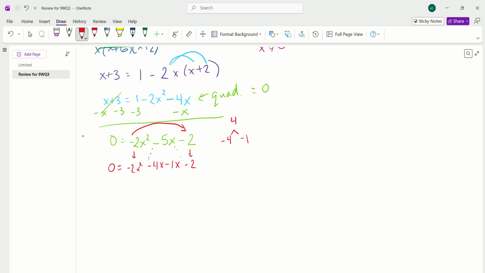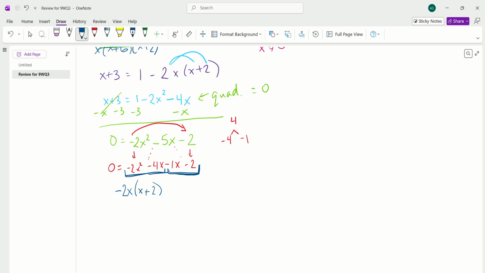Then I'm going to factor by grouping. So I'm going to group the first two terms and the last two terms. You're going to think, what can you take out from this group that both terms have? Well, they both have a negative, they both can be divided by 2, and they both have at least 1x. What's left when I divide -2x squared by -2x is just x. Likewise, what's left when I divide -4x by -2x is +2.